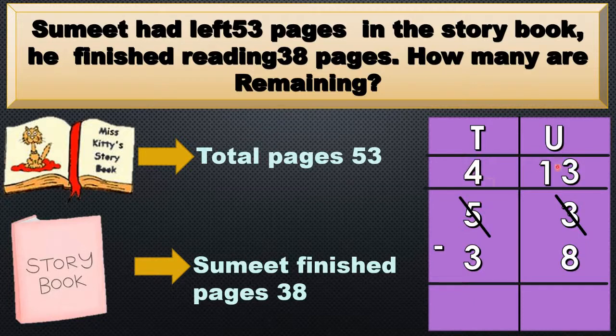First we will start in the units place. 13 subtract 8 is equal to 5. Now tens place. 4 subtract 3 is equal to 1. So how many are remaining? 15 pages.